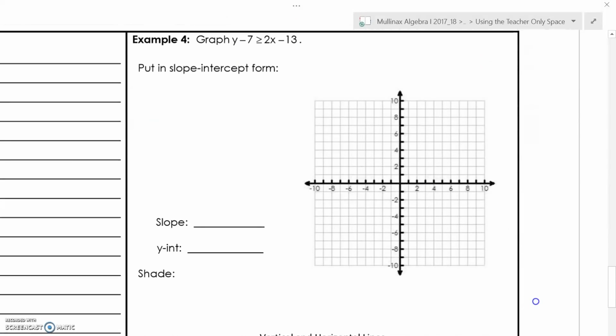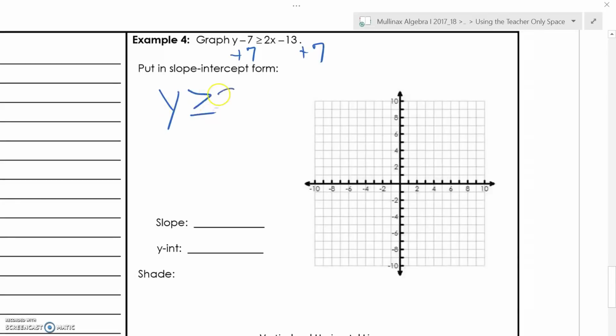One more example. Put it in slope-intercept form. There's only one step to put it into slope-intercept form, and that is add 7. So y is greater than or equal to 2x, negative 13 plus 7 is negative 6. So the slope is 2, and the y-intercept is 0, negative 6. Start at the y-intercept. Since the slope is positive 2, go up 2 each time. Up 2 over 1. Up 2 each time. You are earning $2 per day if this were a scenario.